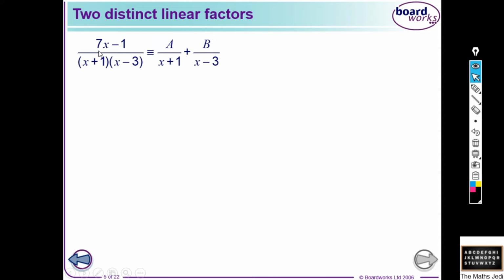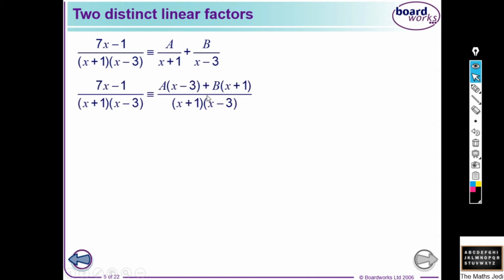So here is what we're trying to create, a situation where the original numerator and the two denominators are becoming two partial fractions, one with a constant above the denominator of x plus 1 and one with a constant above the denominator of x minus 3. You can see this is stronger than an equation, it's actually an identity. We're saying these two things are absolutely identical regardless of the value of x.